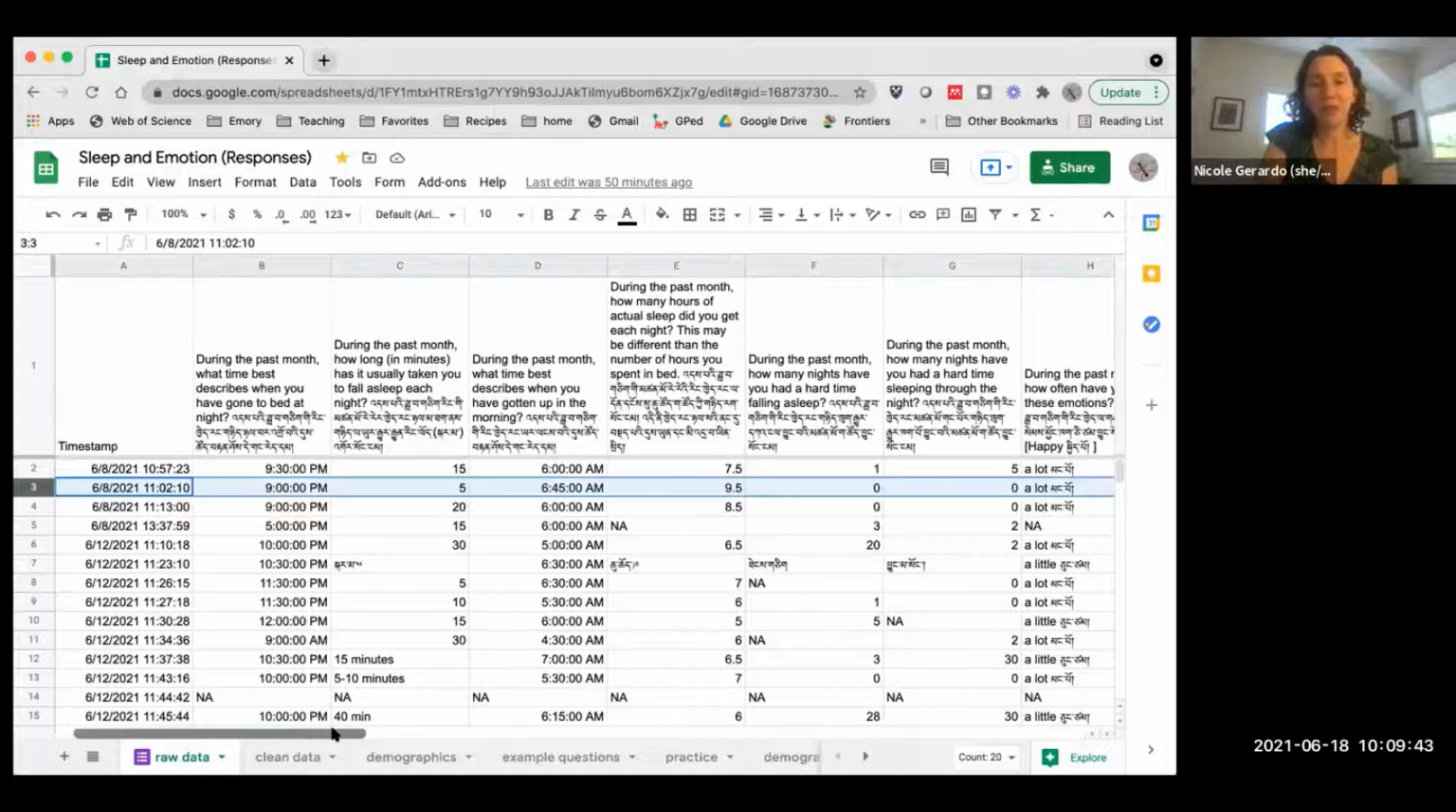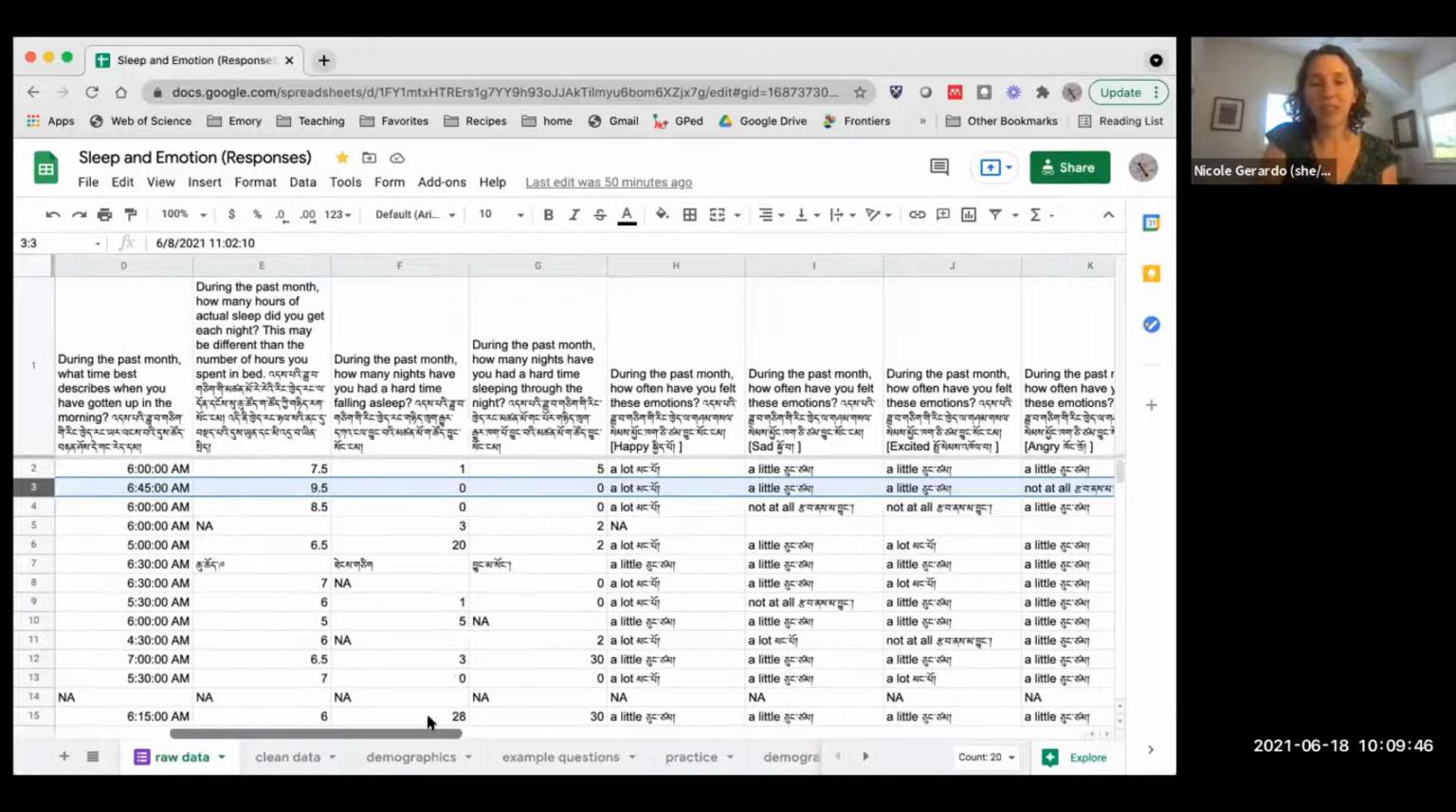And if we scroll over, we can see all the other information she provided. She's a very happy person. So she said here that she's happy a lot of the time.